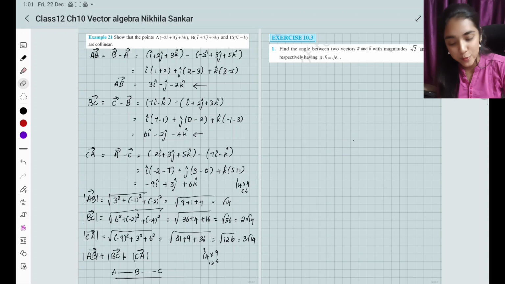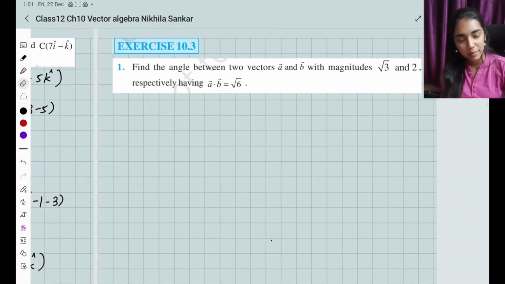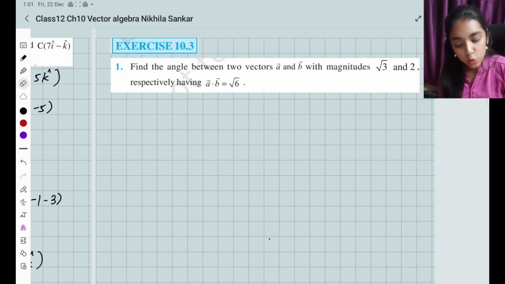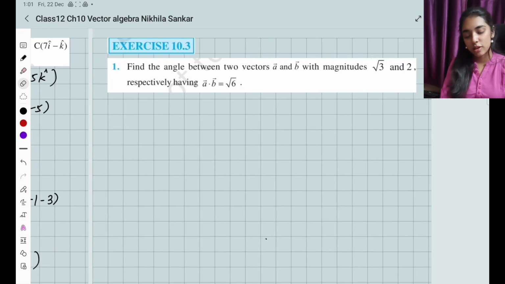So இவ்வளவு நேரம் examples போட்டாச்சு. Let's move on to exercise. Okay? ரொம்ப easy. It's a very small chapter. Values எல்லாம் கரெக்ட்டா அப்ளை பண்ணாலே வந்துரும். Okay? Find the angle between the two vectors with magnitudes √3 and 2 respectively having a dot b equals √6.